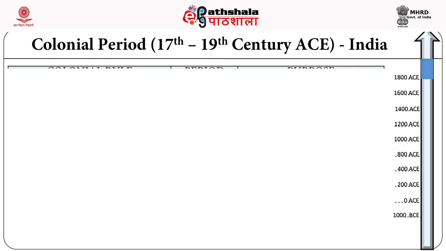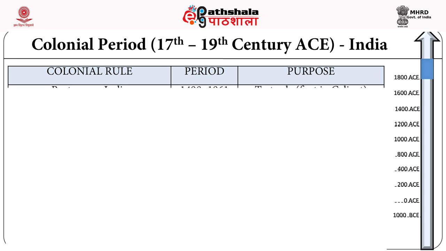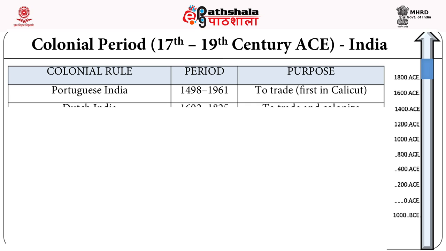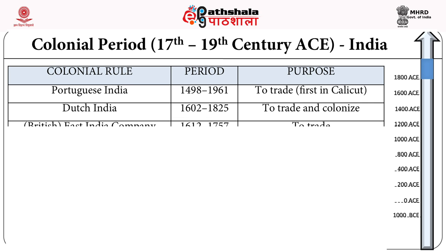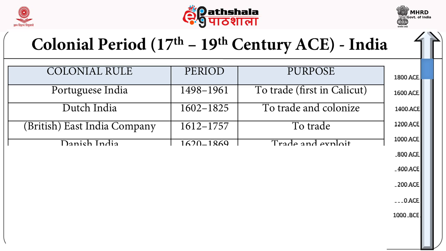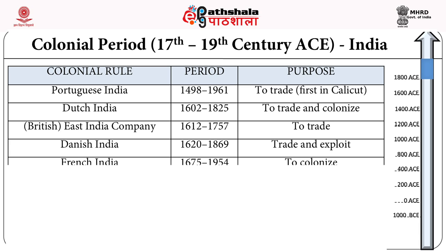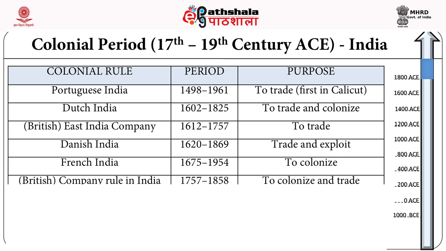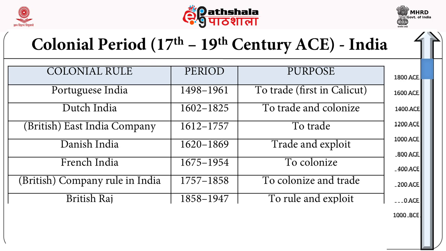This slide shows the different time periods when the Portuguese came to India and how long they stayed, from 1498 to 1961. The Dutch came from 1602 to 1825. So it was not that one country came after another had gone. They came one after another: in 1498 the Portuguese came, in 1602 the Dutch, in 1612 the British East India Company, in 1620 the Danish, and in 1675 the French. They came at various points of time, but they stayed on also for varying periods.